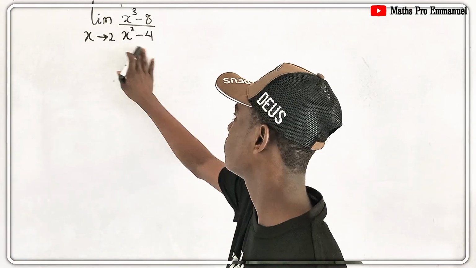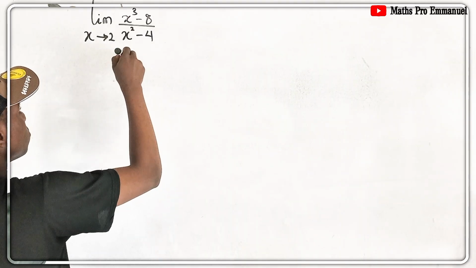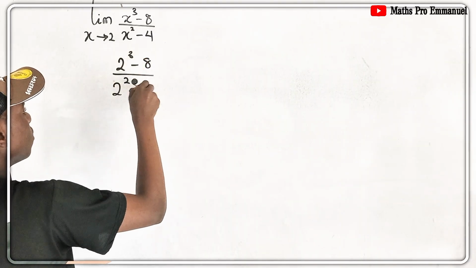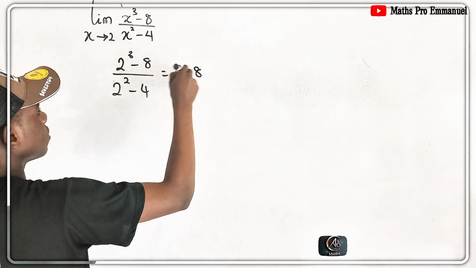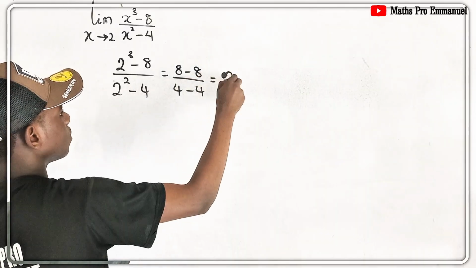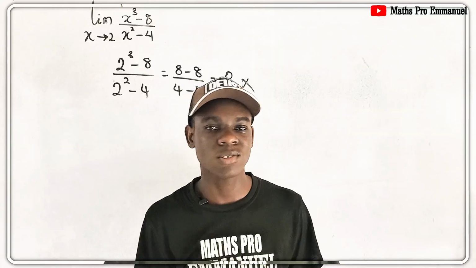So if I want to solve this in the basic, normal way, I'll just have 2 to the power of 3 minus 8 all over 2 to the power of 2 minus 4. So 2 to the power of 3 is 8, minus 8, all over 4 minus 4, because 2 squared is 4. So I have 0 over 0, and this is undefined. So now how can you solve this?